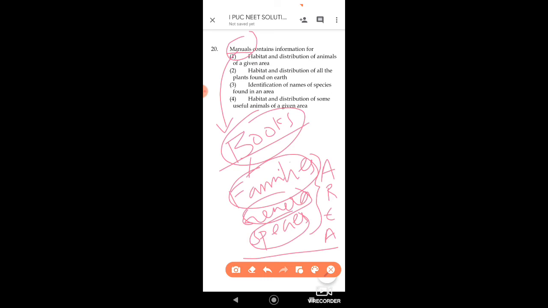So you have to go for option 3, that is identification of names of species found in an area. Only in an area do we in fact work, and not on the earth, and we don't concentrate on habitat or distribution or useful animals. We concentrate on species found in an area, with respect to their families, genus and species. So go for option 3.